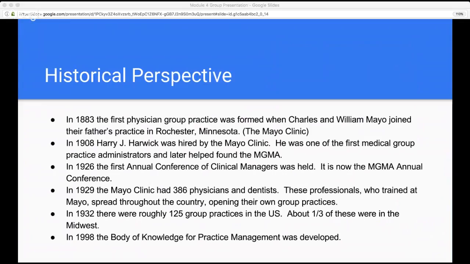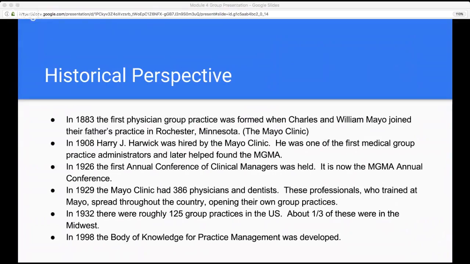For the historical perspective, in 1883, the first physician group practice was formed when Charles and William Mayo joined their father's practice in Rochester, Minnesota. Their practice later became the Mayo Clinic. In 1908, Harry J. Harwick was hired by the Mayo Clinic. He was one of the first medical group practice administrators and later helped found the MGMA.